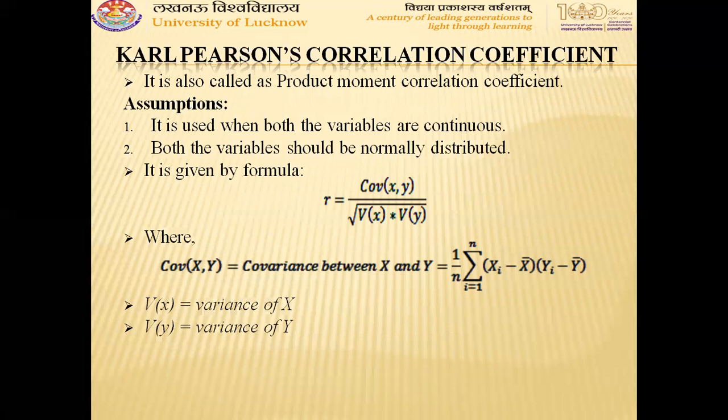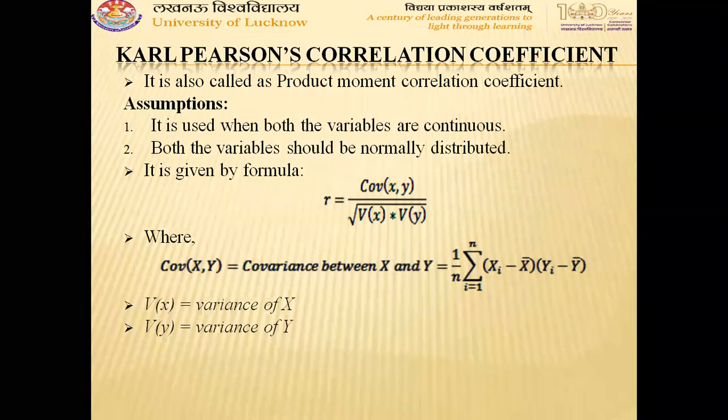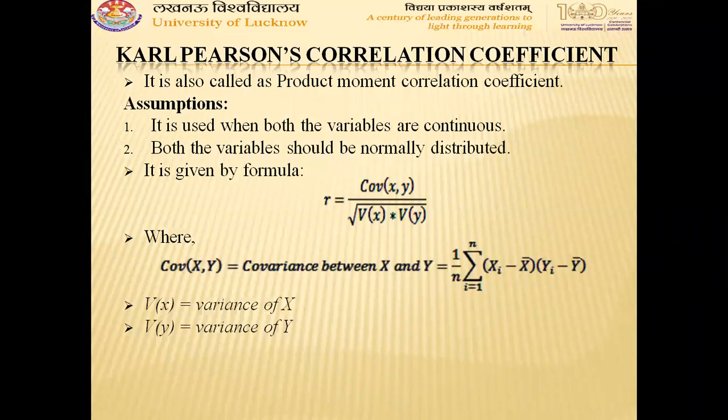It is used if some assumptions are fulfilled. These assumptions are: the variables should be continuous. That means both x and y should be measured on a continuous scale. And both the variables should be normally distributed. If any of the assumptions is not fulfilled, then Karl Pearson's correlation coefficient is not used.